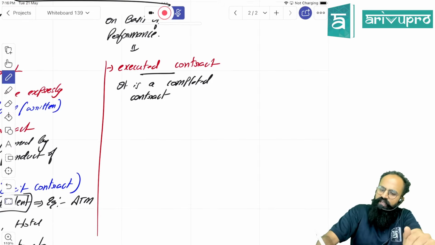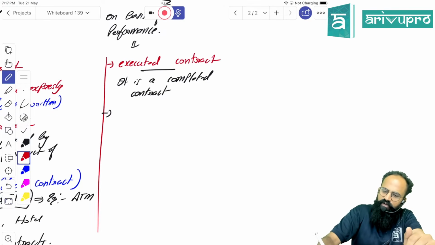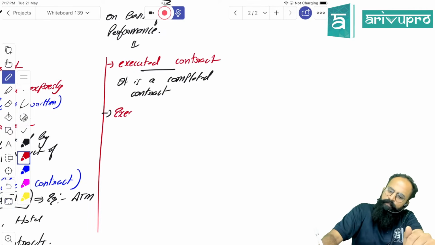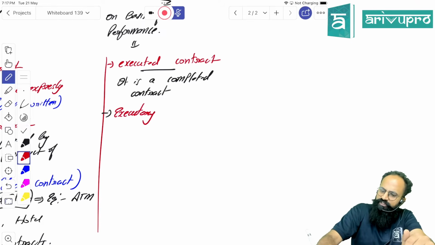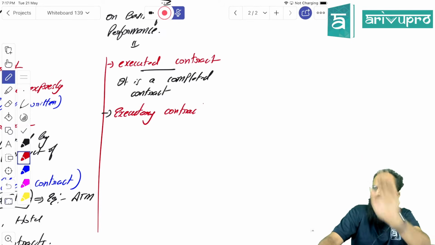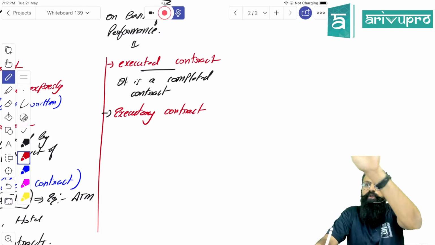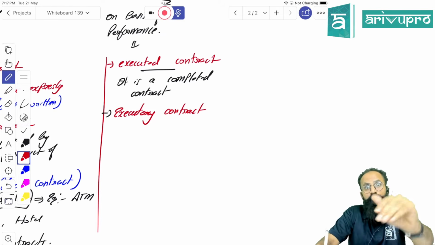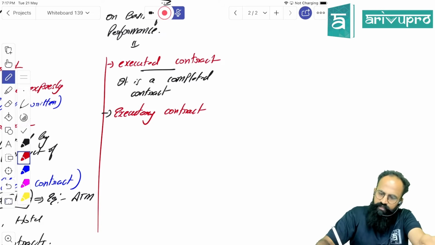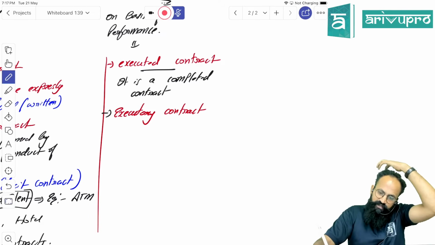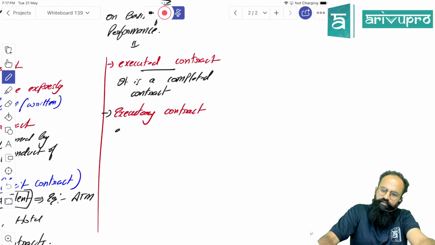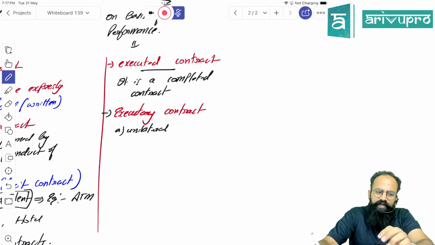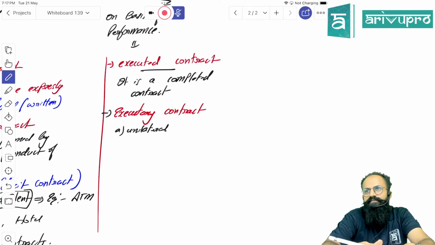The next one is the executory contract. What is an executory contract? There is an obligation of a party which is still pending. You still have a job to do. It's called executory, you are yet to do. An executory contract can be further divided into two: unilateral and bilateral. Unilateral means one way, bilateral means two way.